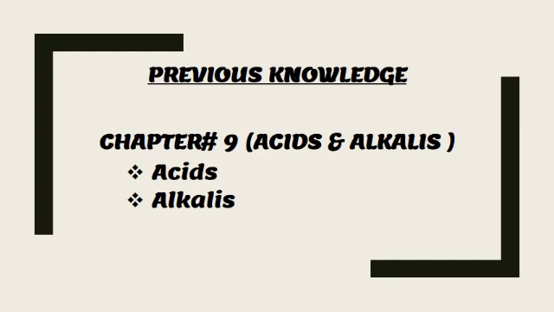Dear students, our chapter number 9, acids and alkalis, is going on. We have discussed acids and alkalis, and now you know very well about them. Acids and alkalis both are corrosive in nature. Acids have a sharp taste and alkalis have a bitter taste.